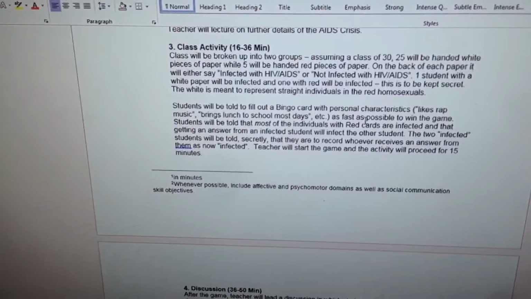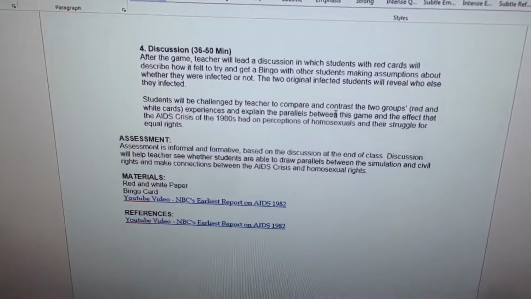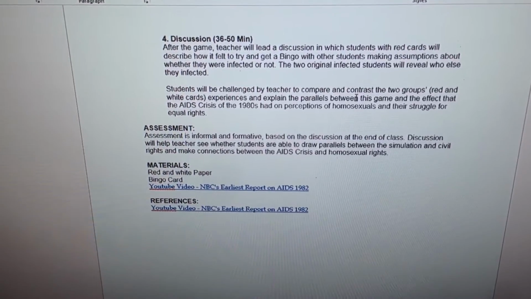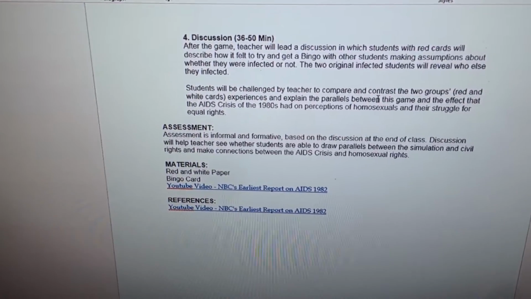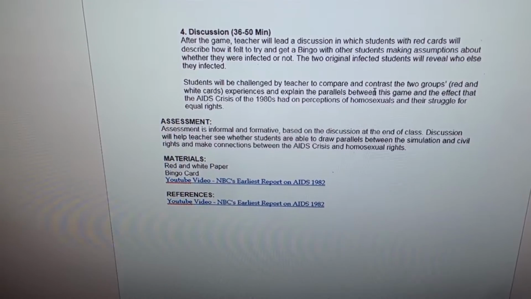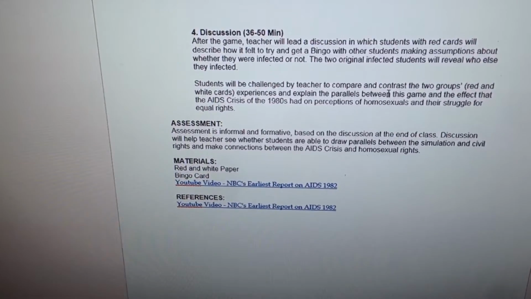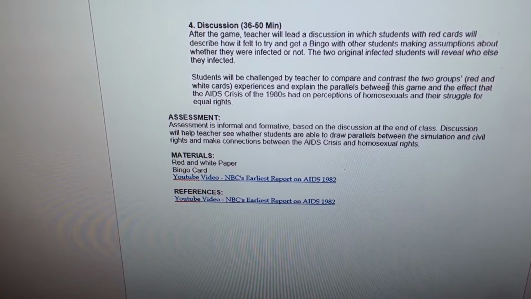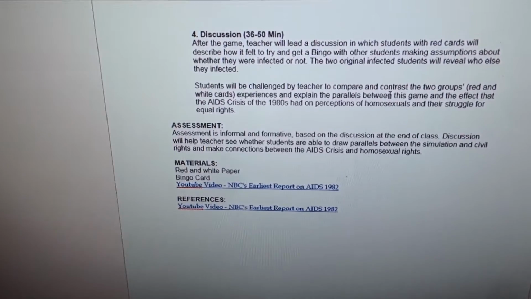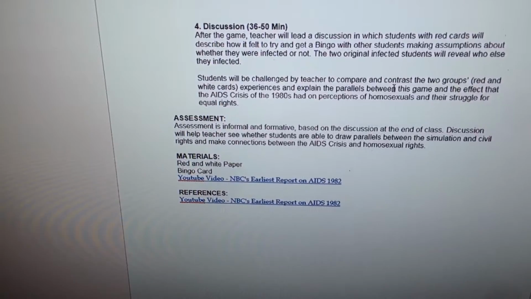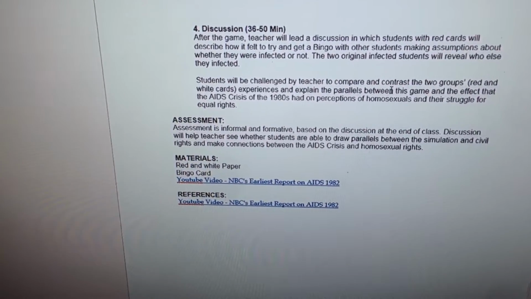At the end of the game, I will have a discussion in which I will ask the students who had the red card to try and explain to everyone else what their experience was like, how it felt for them to be kind of the outcast members of society who were looked down upon and avoided because people had the perception that they would have HIV, essentially. So the two original infected students will also reveal who they were and who else they infected during the game.